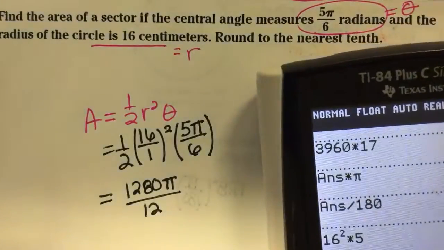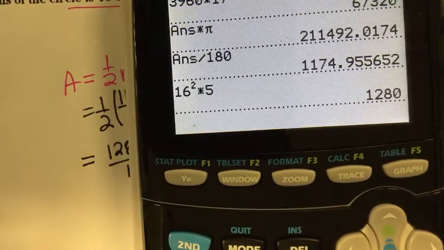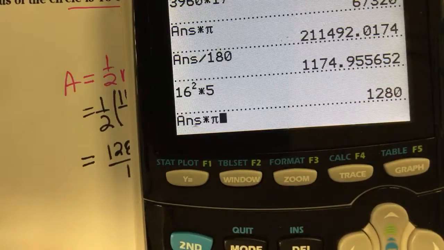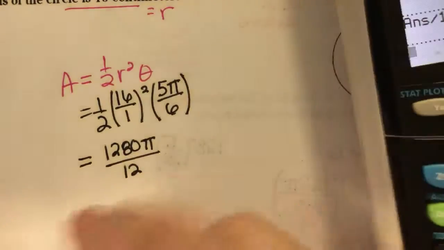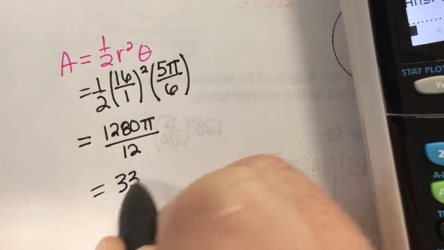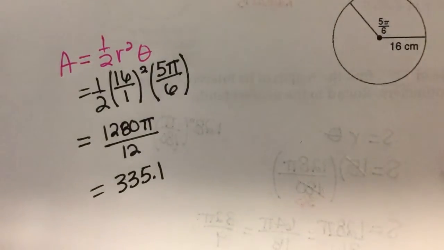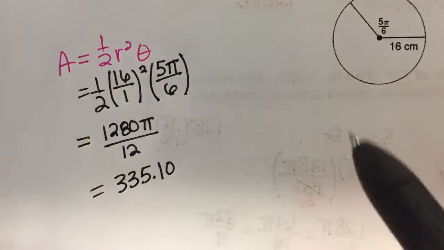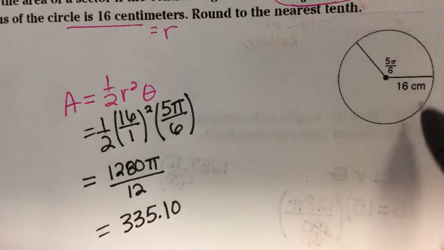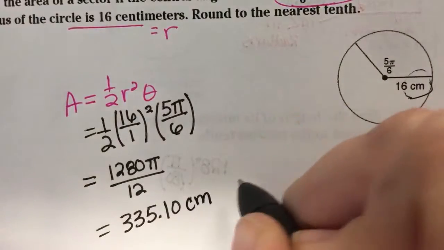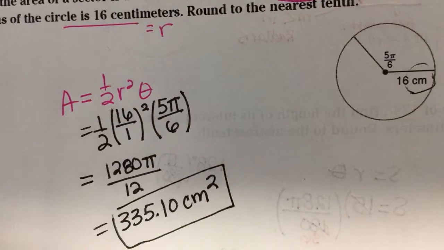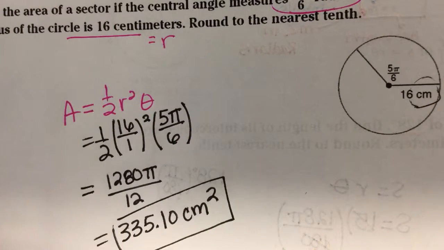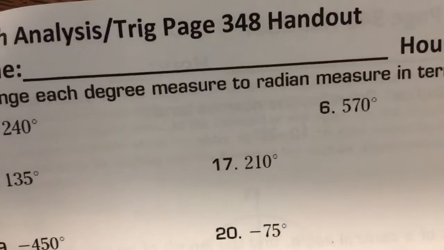From there, they're asking me to round to the nearest tenth. So I can take my answer times pi, divide it by 12, and I'm getting 335.1. That is to the nearest tenth. And this would be in centimeters, our only measure of units, and since I'm finding area, it would be centimeters squared. This is pretty short and sweet. There's really no tricks to this. It's as easy as it sounds. You are going to do for tomorrow page 438, all.